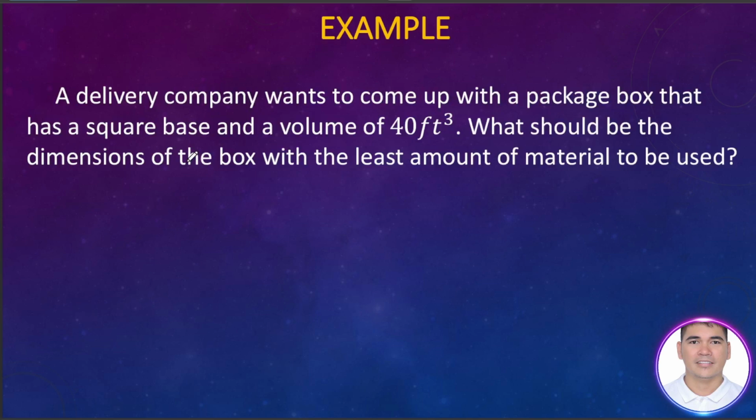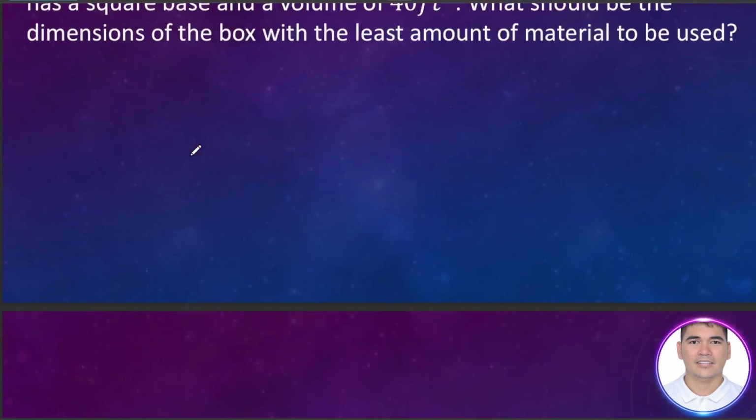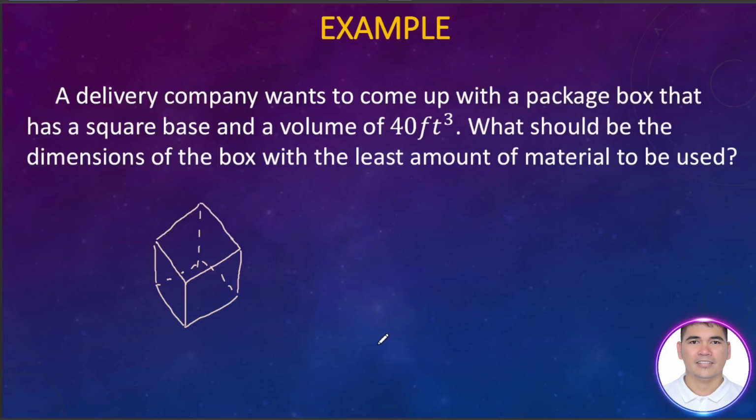So first, we're going to draw the box. After making the drawing, we need to identify first the parts of the box. According to the explanation, we are going to use the variable x and the variable y. In this case, for the square base we're going to use the variable x, this side, and then for the height, we are going to use y.